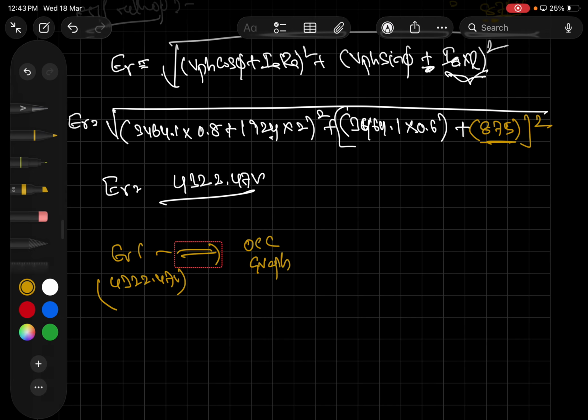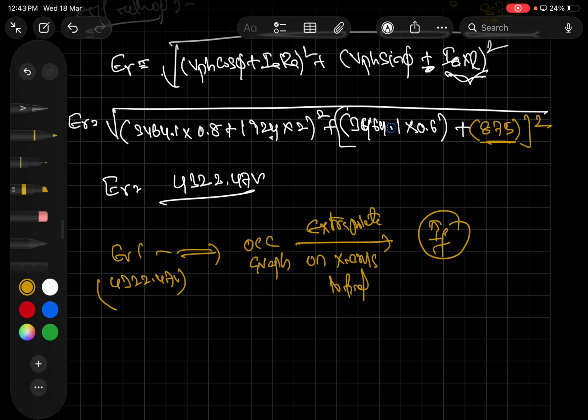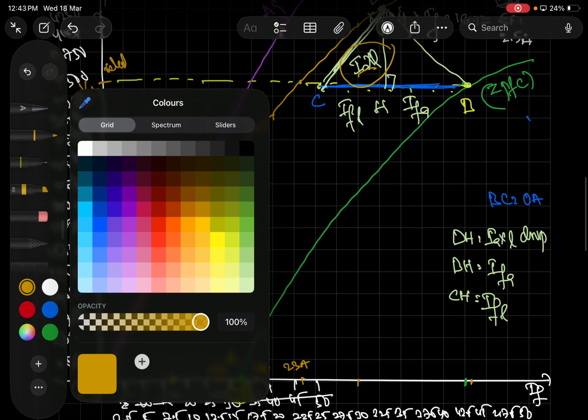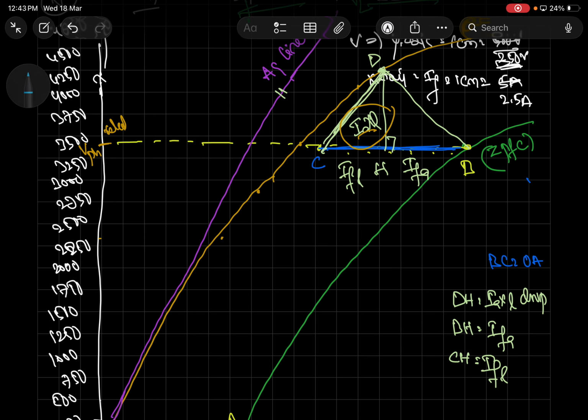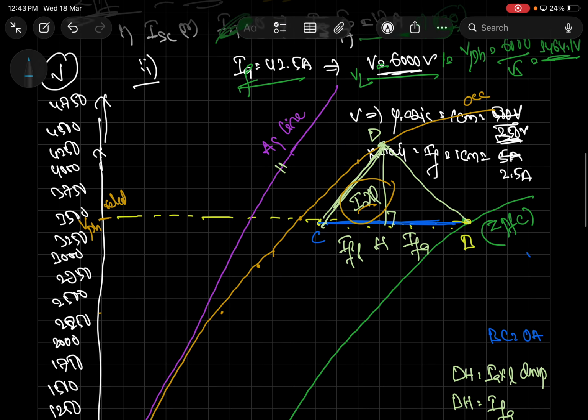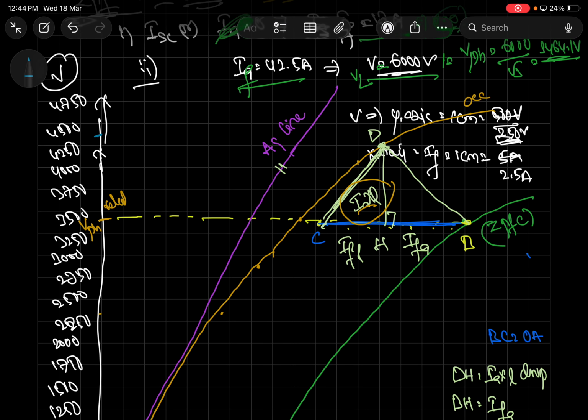On the y-axis, and from that extrapolate on the x-axis to find which parameter? The corresponding field current, which I am calling IFR here. So let's try to represent 4322.47 here. Approximately it is 4322. I am locating this point as ER here.